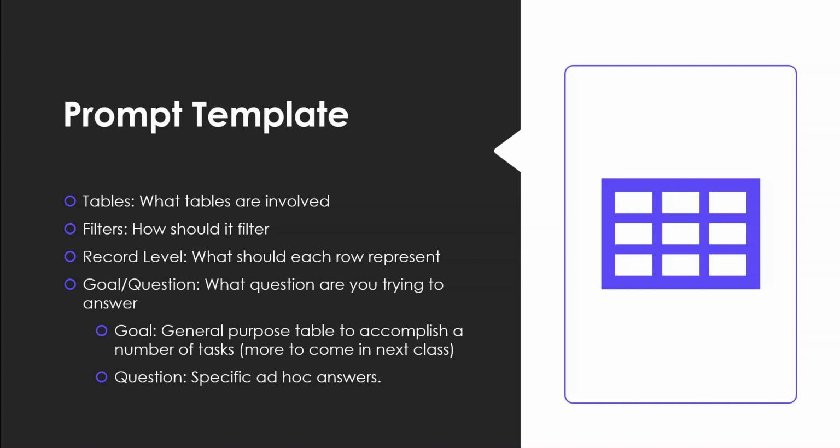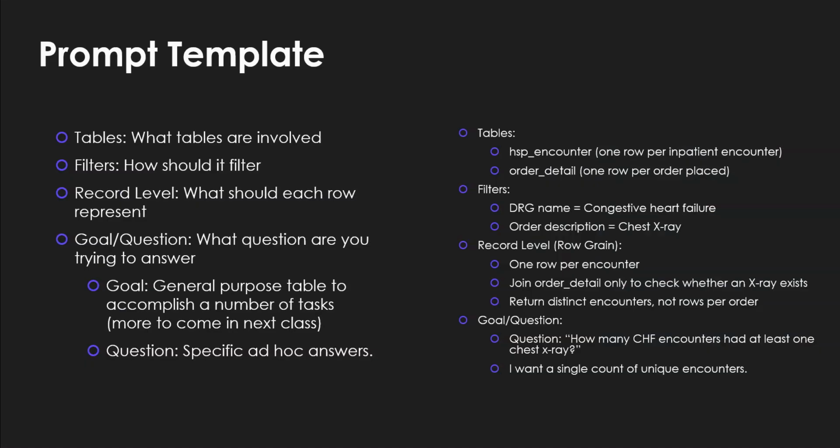So this comes together now to be a prompt template. That prompt template is, when you write a prompt, include the tables that you need, how it should be filtered, what record level should be returned, and then what is our goal or question. An example of how that plays out in the scenario we were just looking at could be a structure like this. You saw it in Gemini where I was just writing it out as a sentence, and I was separating it by hashtags just to give some indication of separation. But it could also be structured in this way.